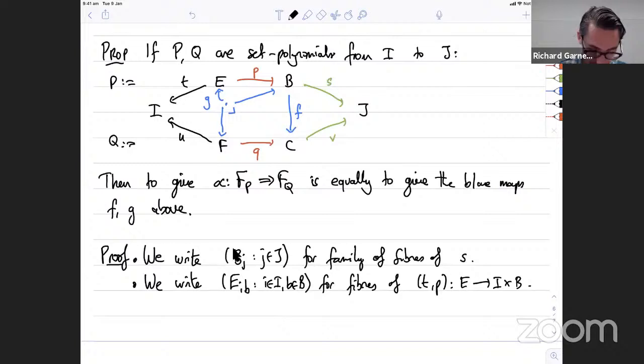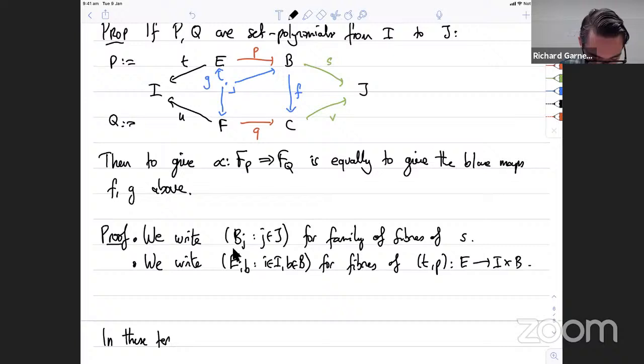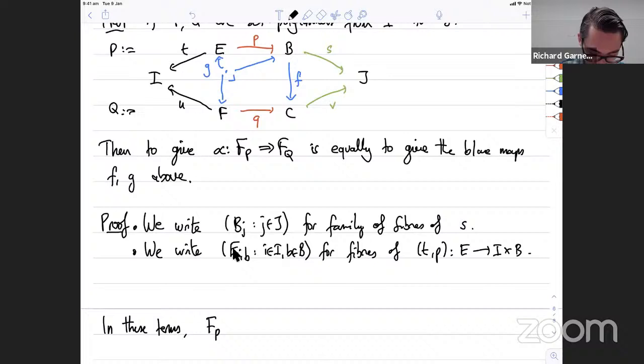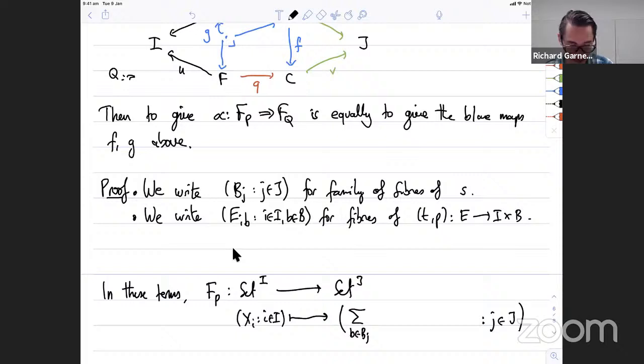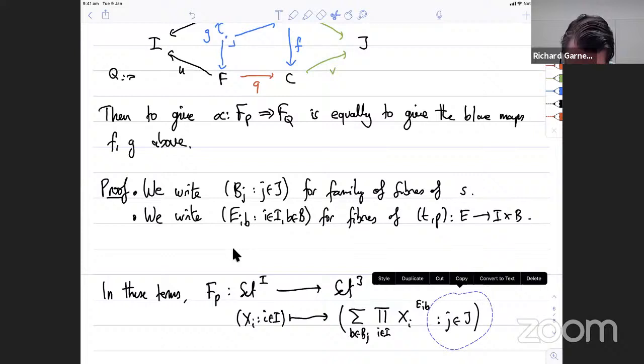Now, if you do that, then in these terms, if I write out my functor F_P, and I'm going to just use this as something between powers of Set for the moment, okay, I take an indexed family of sets, which is like x_i for i in I, and I'm going to send it to what? Well, let me just write down what happens. I take the sum over b in B_j. So in the end, I'm getting a family indexed by j in J. So I need to tell you what the elements of that family are. And it's going to be a sum of some monomials, okay? My monomials will be x_i raised to some power, multiplied together over the various i. So I get the product over i in I of x_i to the power of E_{i,b}. Okay. So that's what this polynomial functor actually looks like. Okay.